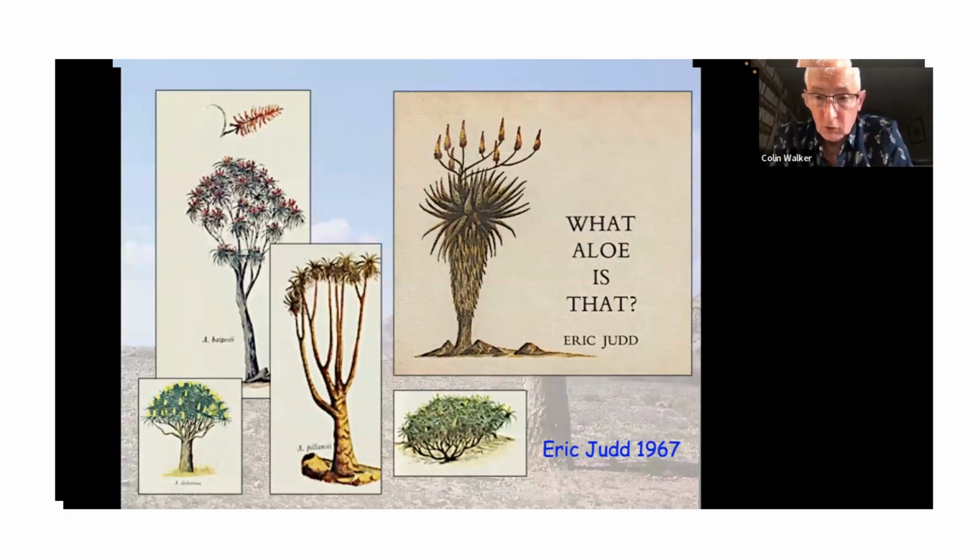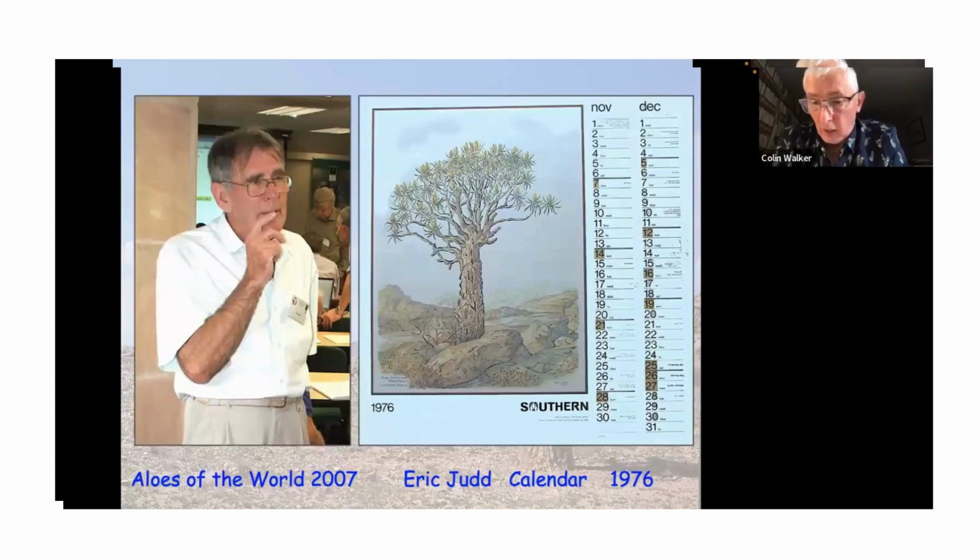Eminence hadn't been described at that point. Neither had Tungent. So we've got what he called Bainsii, Dichotomum, Palanzii, and Ramosissimum, the 4 southern African species known in 1967. Eric went on to produce more images of aloes, and tree aloes in particular.